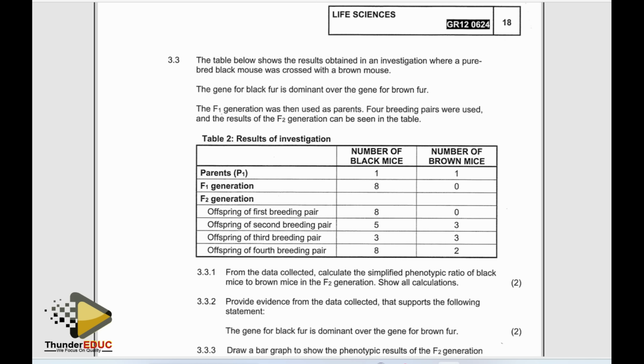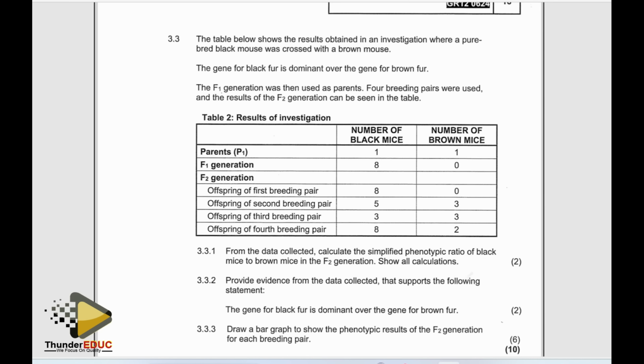Then we go to the next question. They're saying that the table below shows the result obtained during investigation of the pure breed black mouse crossed with a mouse which is brown. The gene for black is dominant over the gene for brown. So the F1 generation were then used as parents to produce the second generation. The fourth breeding were used as a result of the table.